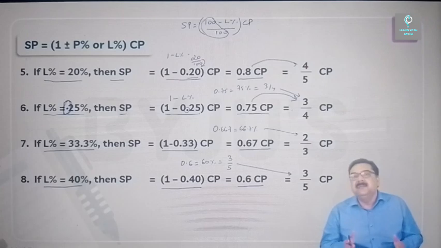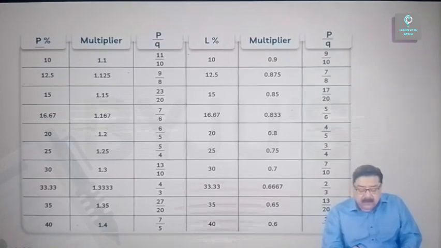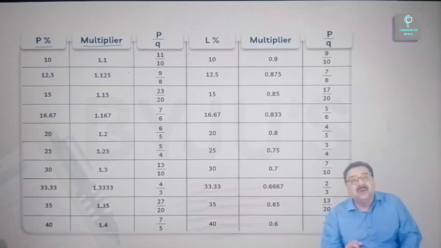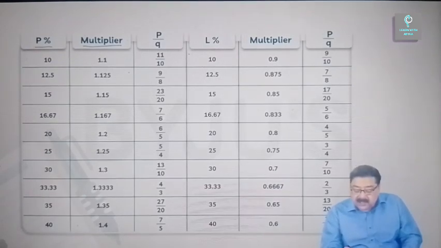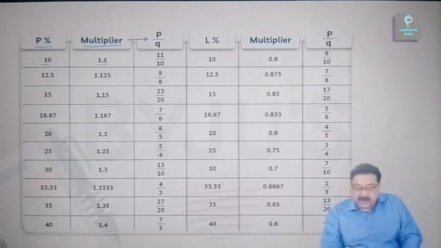Because of loss, the selling price becomes lesser than the cost price. So let us have a look at this table, which tells you that when profit percent is given to you, then what should be multiplied with cost price and what is its fractional equivalent. So if 10% is the profit, selling price becomes 1.1 times cost price, and 1.1 is 11 by 10 as a fraction.